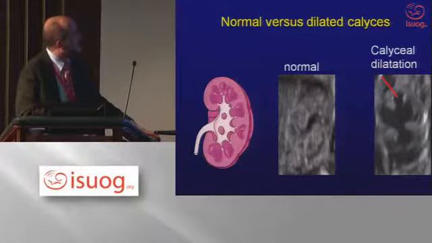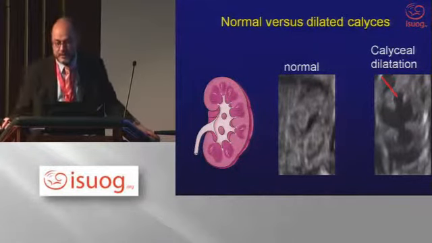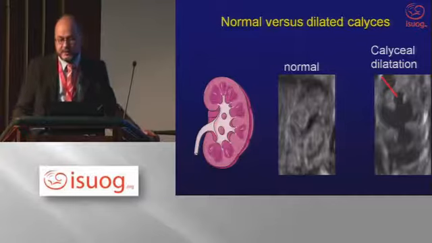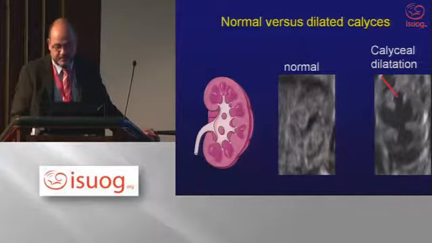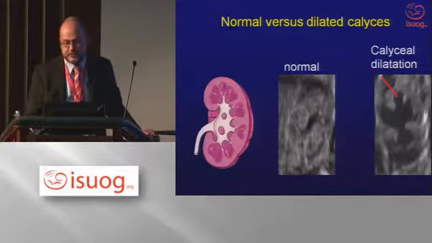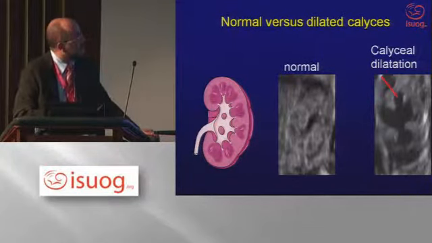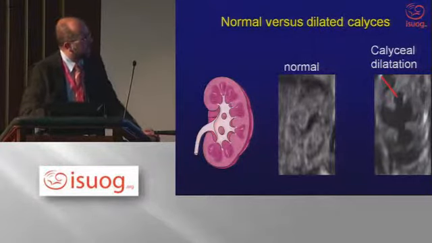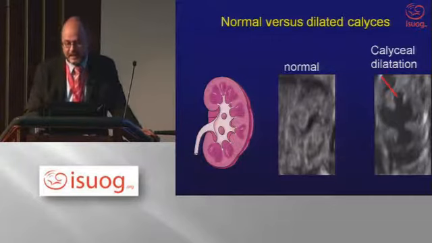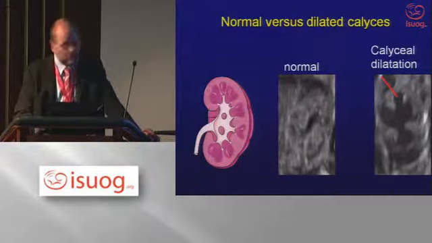So here you can see the calyces. And normally in the kidney, you should only really see the renal pelvis being dilated. You shouldn't be able to see anything more than that. And if you have calyceal dilatation here, you can see the major calyces being dilated around this kidney. That obviously is a dilated urinary tract. Or, of course, you can have just an increase in the diameter of the pelvis itself.